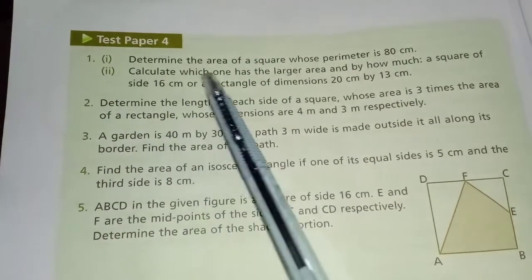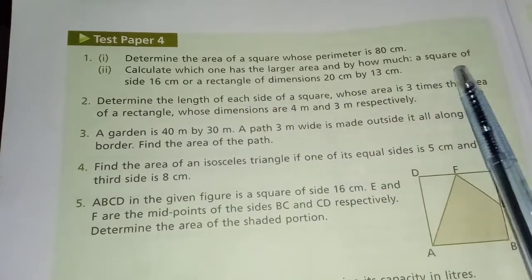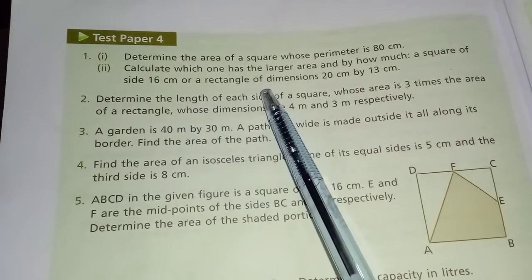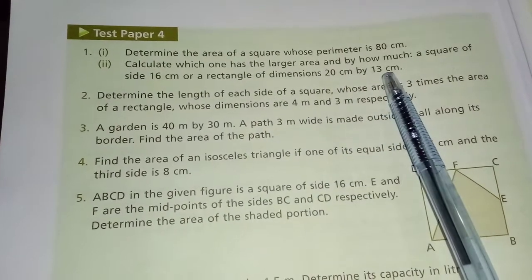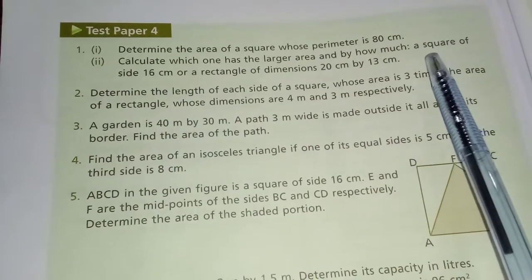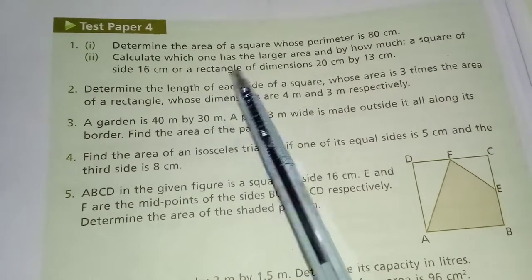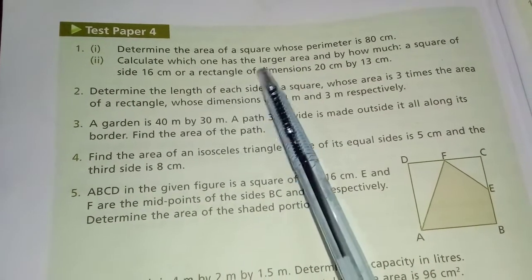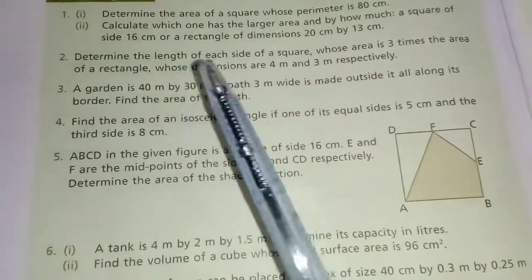So part number 2: calculate which one has the larger area and by how much, a square of side 16 centimeter or a rectangle of dimensions 20 centimeter by 13 centimeter. First of all, you have to find the area of the square, and then you have to find the area of the rectangle. Then you see which area is greater. So move to our question number 2.